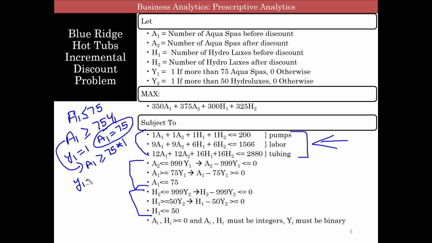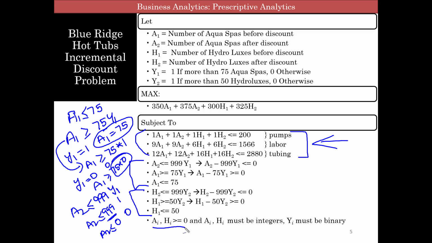But what happens if Y1 is 0? Then A1 will be greater than or equal to 75 multiplied by 0, which is 0. So A1 will be greater than or equal to 0 and less than or equal to 75, so 0 to 75. Correct? And let's look at the A2 value. A2 is less than or equal to some large value, big M, 999 Y1. So when Y1 is 1, A2 is going to be less than or equal to 999. It will never be 999 because the other constraints will restrict it. So that's good. And if Y1 is 0, A2 is automatically less than or equal to 0. And we know that it's greater than or equal to 0, so A2 will become 0.